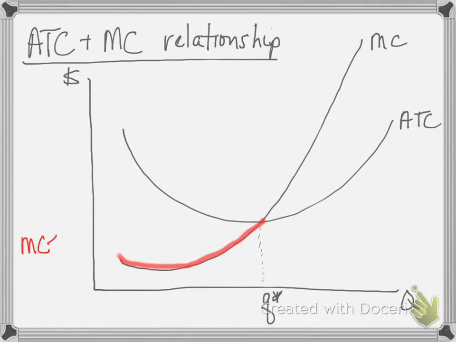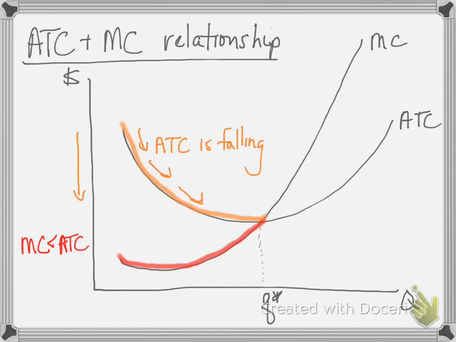If we are in a case where the marginal cost lies below the average total cost curve, then the average total cost curve is downward sloping and is falling. As we increase our output, the cost of a typical unit is falling because that marginal cost is low.